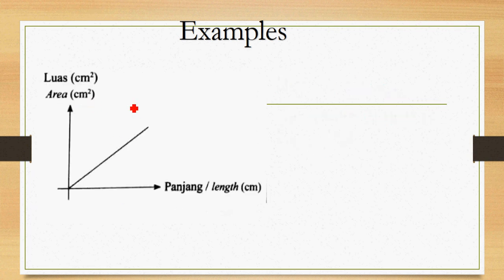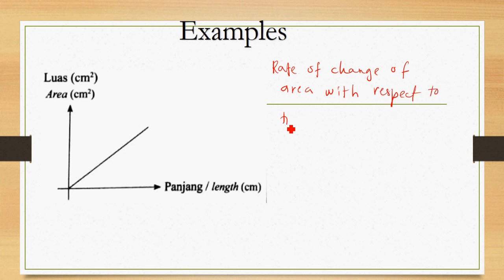Okay, next. Area and length. So the gradient of the graph represents what? What is your answer? I hope you answered correctly. So let's check: the rate of change of area with respect to time. Okay, next. The last one.